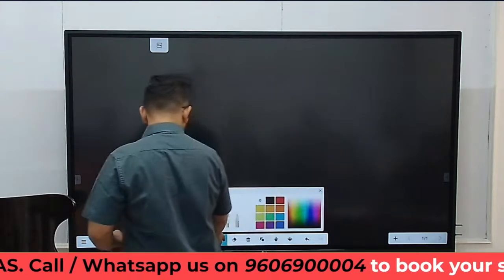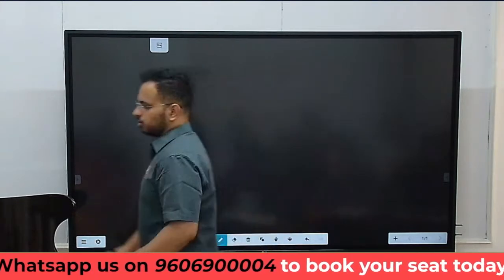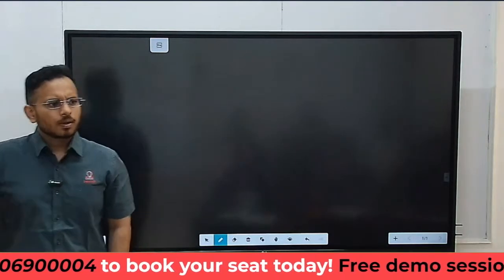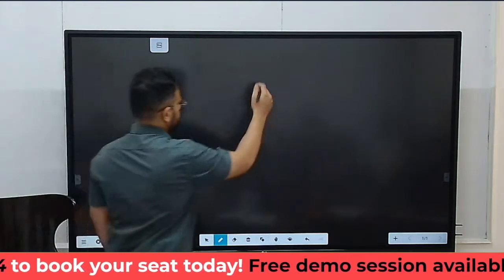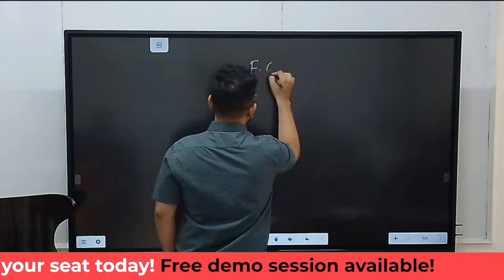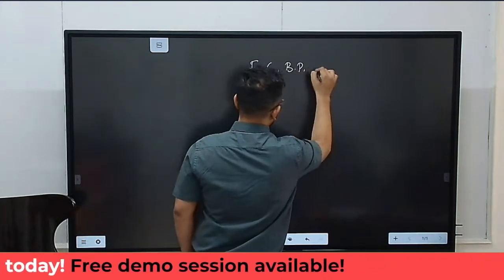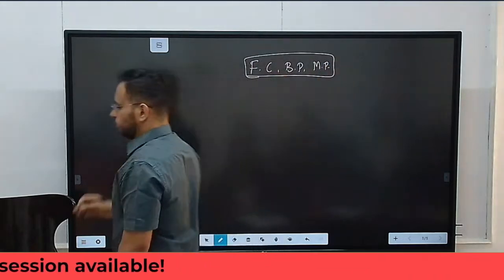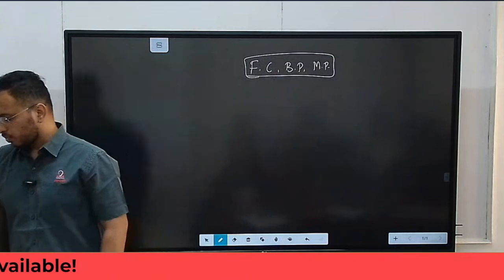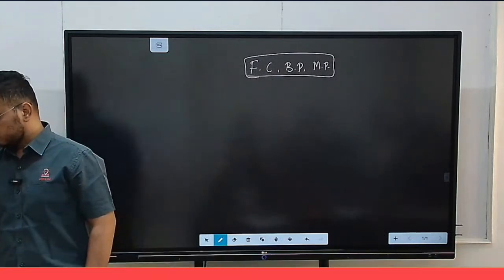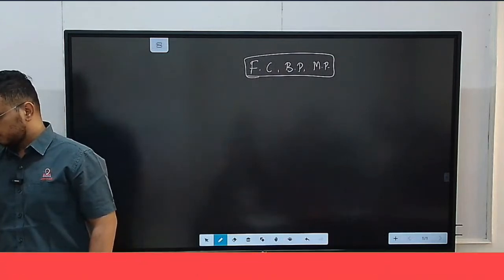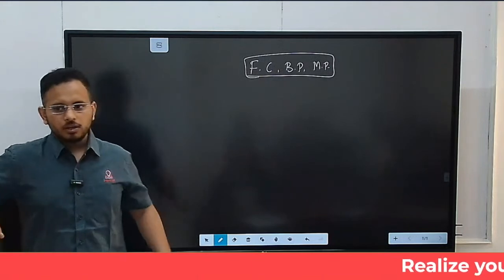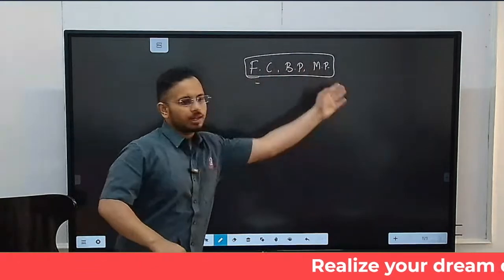Now, what is the next subtopic in the index that we've talked about? Difference between factor cost, basic price, market price. Okay. Factor cost, make it in a chronological order. Factor cost first, basic price, and then market price.